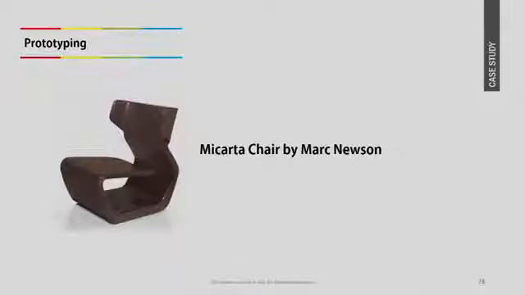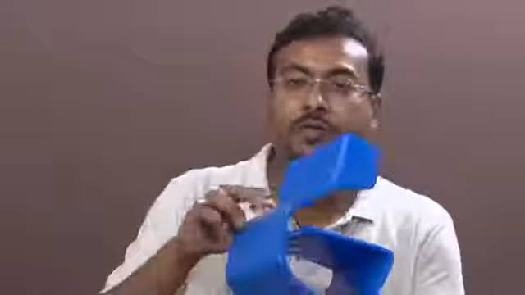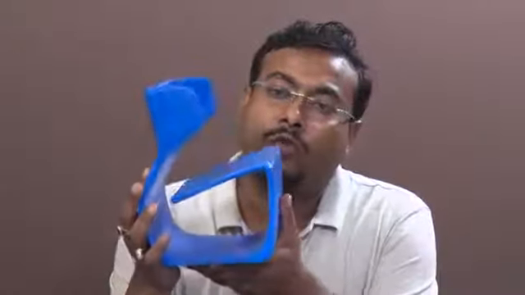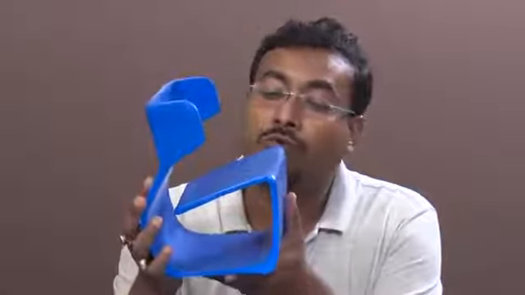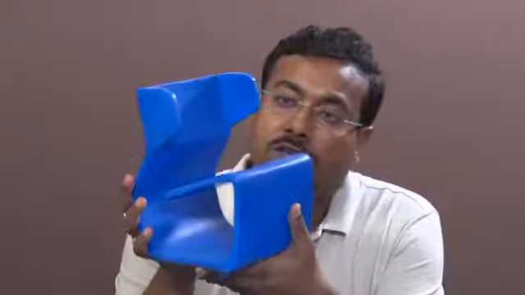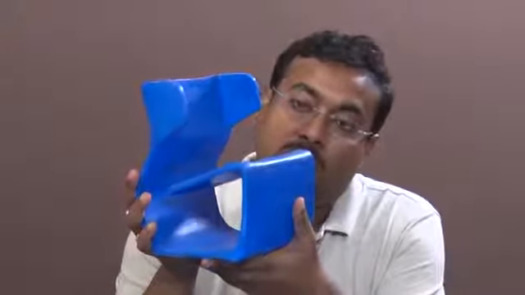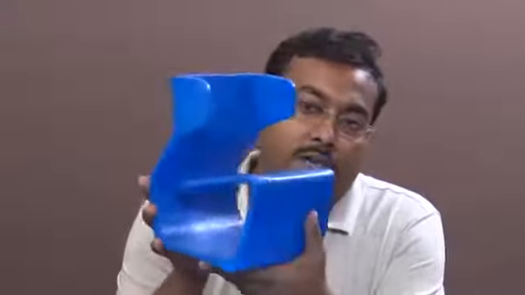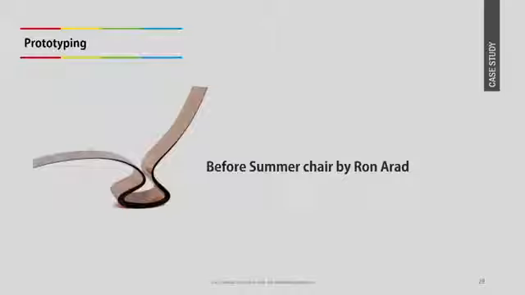Next is the Micarta chair by Marc Newson. To make this we have used a hot air gun. With the help of the hot air gun, we gave form to the foam board initially, and then on top of this we used acrylic putty to give the thickness, and we got the desired shape. Next is the Before Summer chair by Ron Arad.